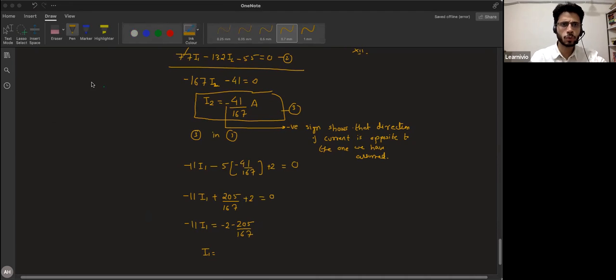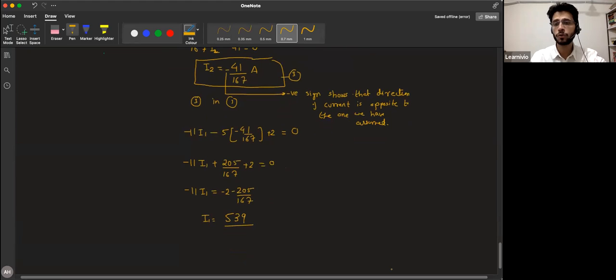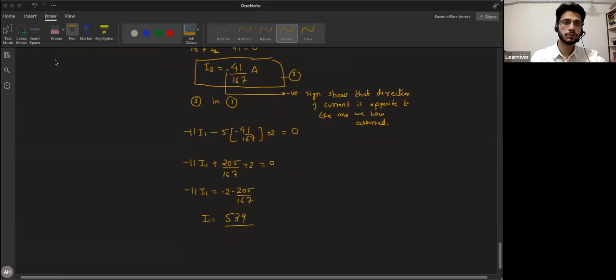I1 is 17.939 by 1837. Plus 205.539. It's 539 divided by 11 into 167. 1837.